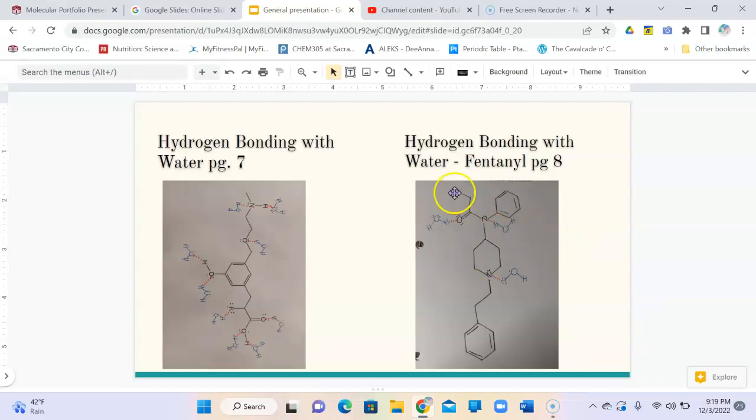So on page 8, this is my molecule here. And you can see the 3 water molecules and how they're connected. The H is connected to the O, to the N, and to the N here.